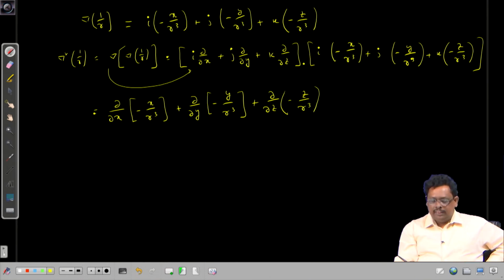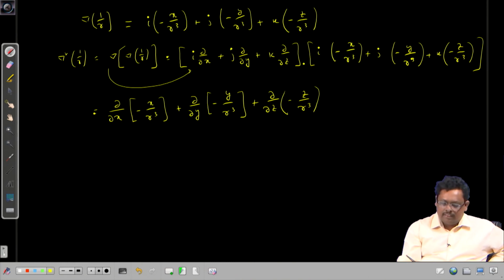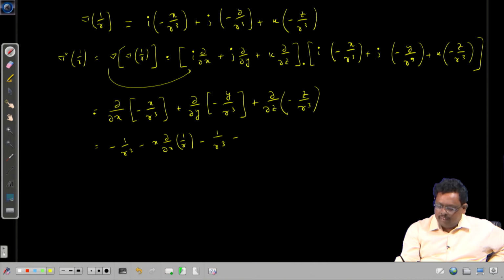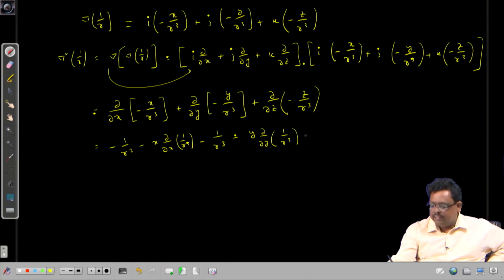Now, you know how to do this. It is a u v function, if you can break it. So, del x becomes minus 1 upon r cube and then minus x into del x of 1 upon r cube. Similarly, the second one is minus 1 upon r cube and minus y into del y of 1 upon r cube, and then the third term is minus 1 upon r cube minus z into del z of 1 upon r cube.